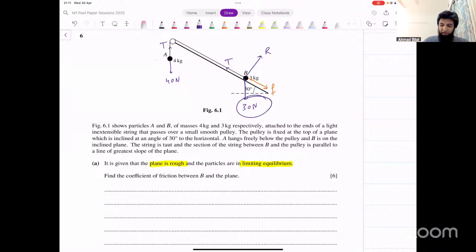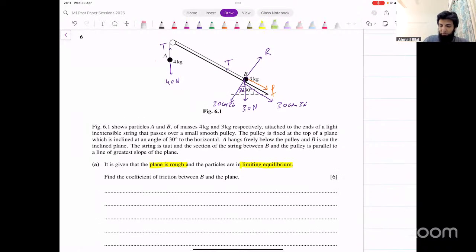Resolve the weight for B. What are the two components going to be? One in this direction, another in this direction. If this angle is 30 degrees, we know that this angle is also going to be 30 degrees. So the component in this direction is 30 cos 30, and the other component is going to be 30 sine 30.